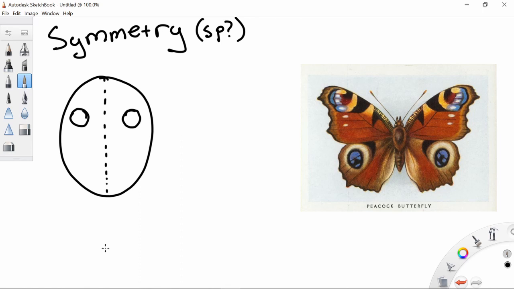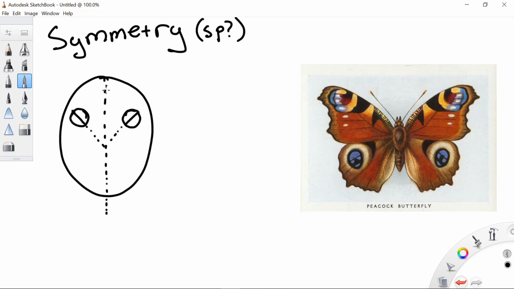Okay, off of this line that we have here, the line of symmetry, there's an eye here, there's an eye here. If this eye has a diagonal line in it, on the other side the diagonal line will reverse over here. This is what's called reflective symmetry.